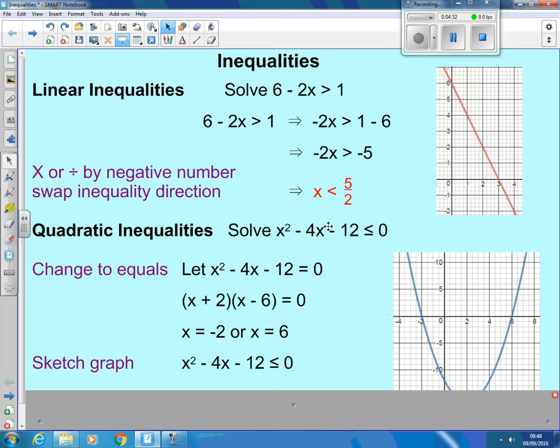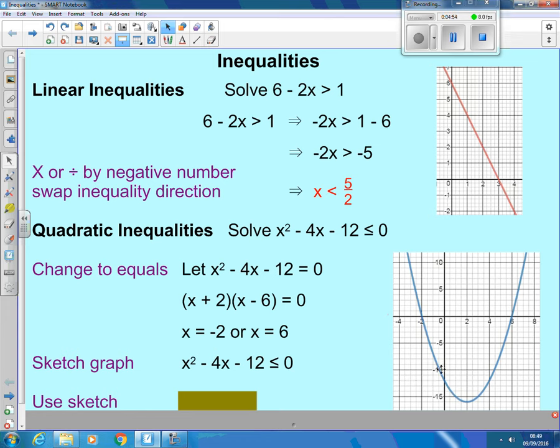The graph, right way up, because it's a plus x squared, so the normal way up, and cutting 0 at x equals minus 2, cutting again at x equals 6. And what we're being asked is, when is this graph less than or equal to 0? So we're looking at this bit here.